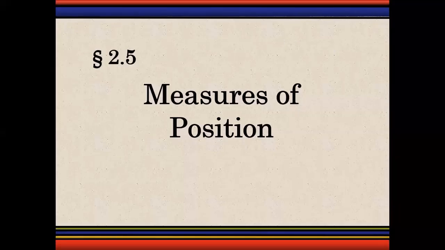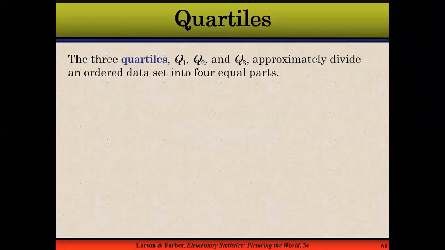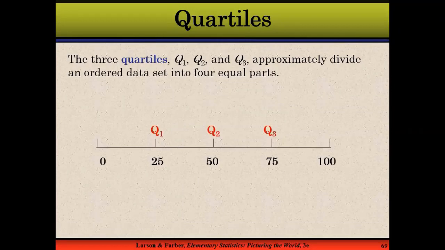Okay, so far we have seen measures of central tendency, and then we saw the measures of variation. In measures of central tendency, you saw mean, median, mode, and in the measures of variation, you saw range, variance, and standard deviation. And now we are going to look at the measures of position. Measures of position basically talk about the position of particular data values within a data set.